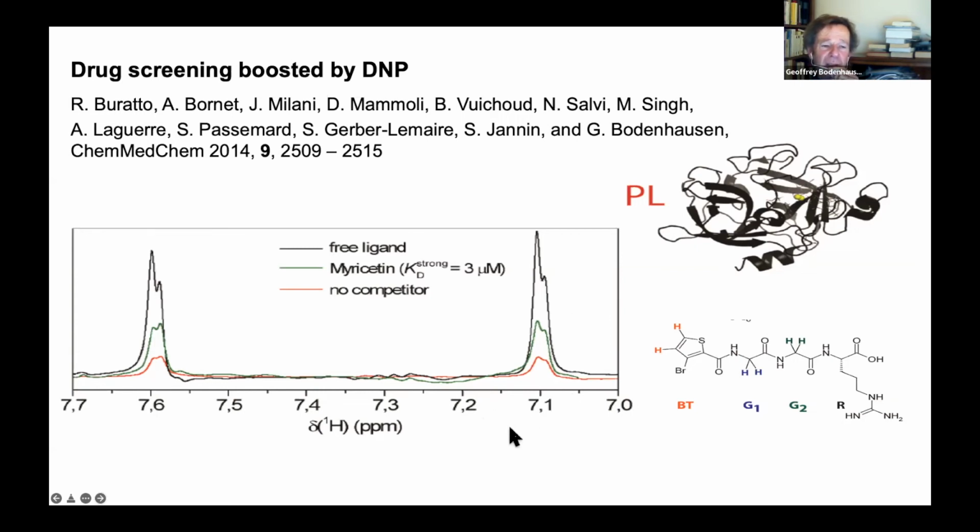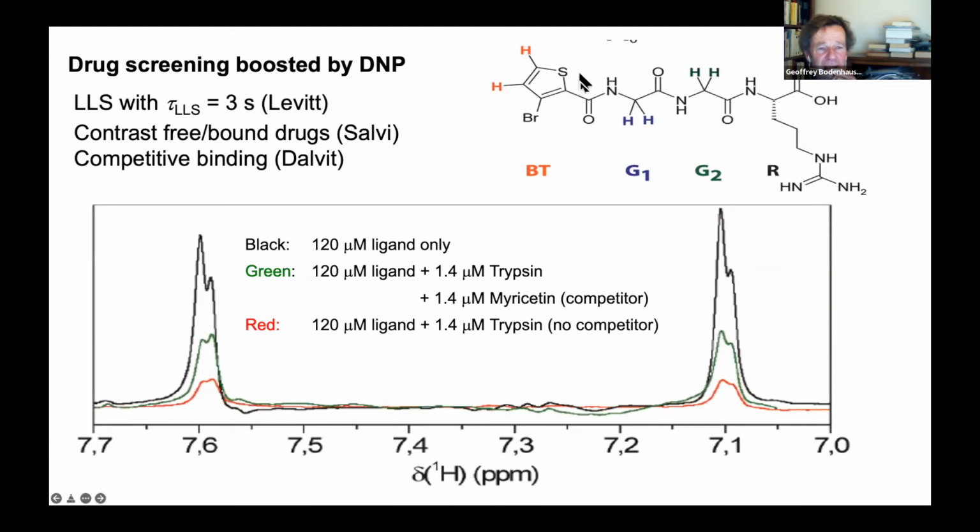So this is discussed in some more detail in this example. So we have the same molecule here. In black, it's the ligand only. In green, the bottom spectrum is 120 micromolar ligand, so that's not very much, and 1.5 micromolar trypsin without competitor. As you can see, this is a dramatic effect, provided we have a rather longish sustaining period of 3 seconds, so that most of the long-lived states will decay.